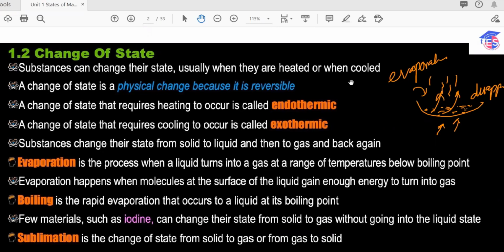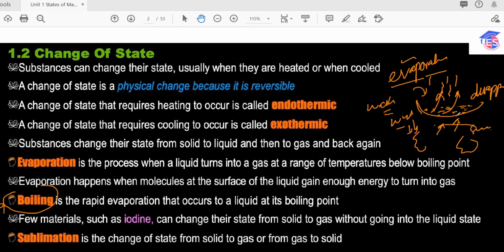This is the main difference between boiling and evaporation. In boiling, you can see the bubbles, but in evaporation, you will not see any bubbles. Boiling happens at a fixed temperature, but evaporation can happen at any temperature. For example, when your mother washes your clothes in winter, when the temperature is low, they will also dry. And in summer, when the temperature is higher, again they will dry. So evaporation can happen at any temperature, but boiling happens at a fixed temperature.